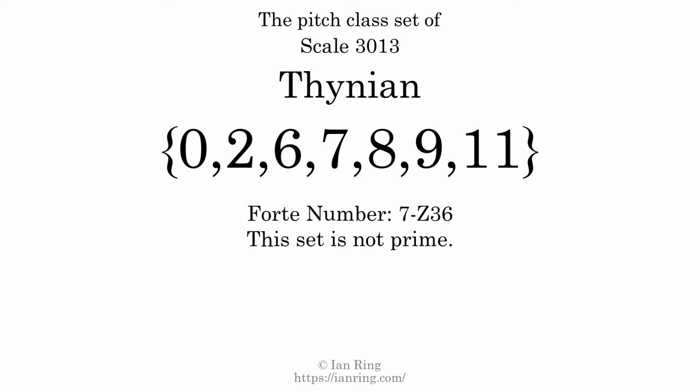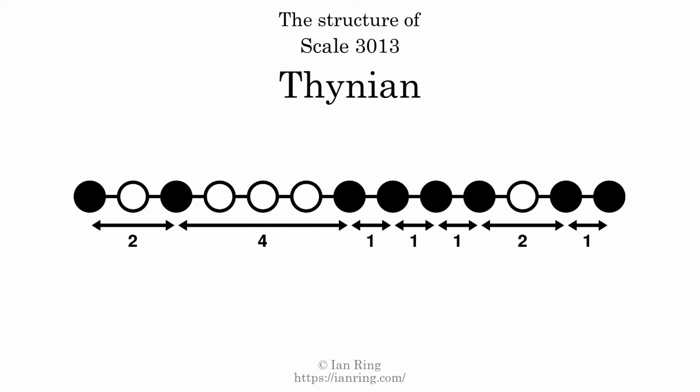The pitch class set for this scale is 0, 2, 6, 7, 8, 9, 11. The Fort class is 7Z36. This set is not prime. The structure of a scale is a description of the interval distance between each successive tone. This scale has a structure of 2411121.